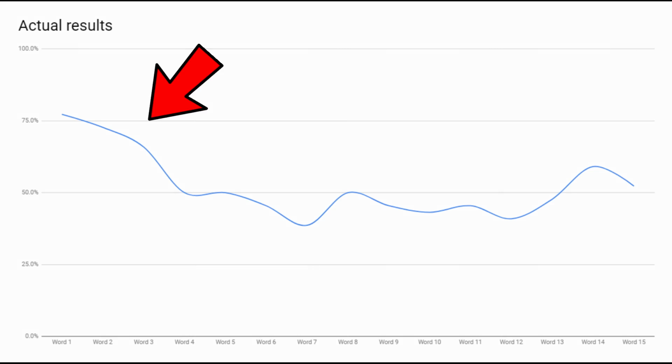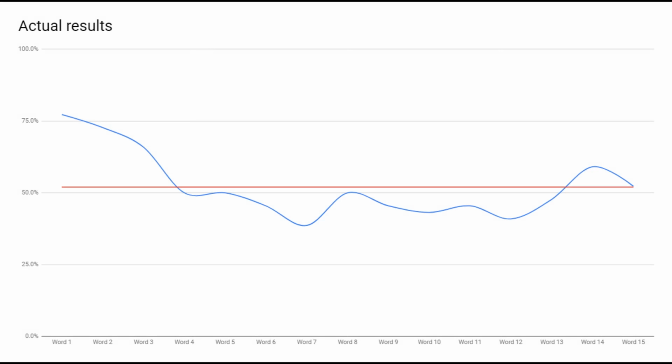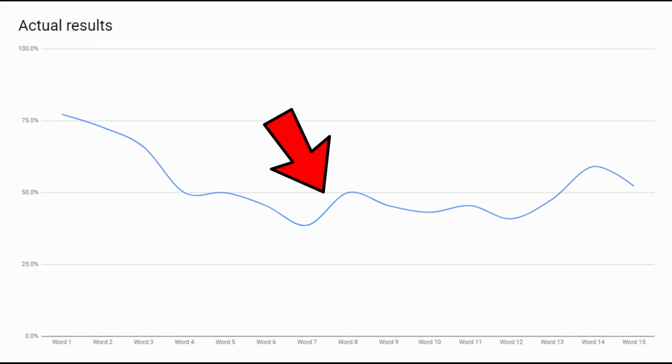There's a very strong primacy effect, with the first word being remembered 77% of the time, compared to the average of all the words of 52%. When we look at the middle part, you can see a sudden increase at the 8th word, as if it is a second primacy effect. We do think that that is indeed the case.